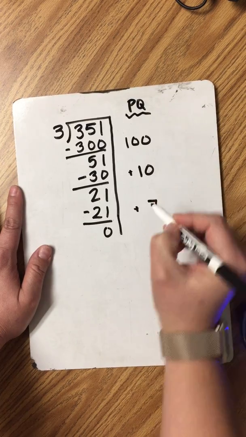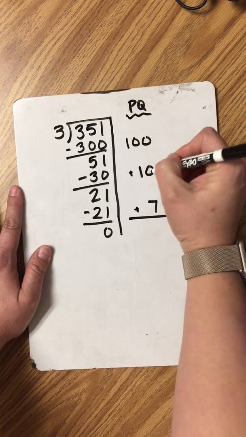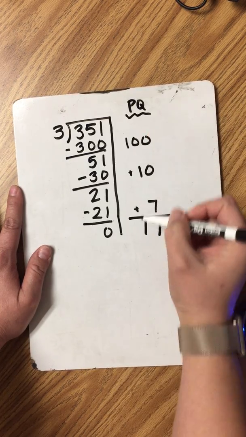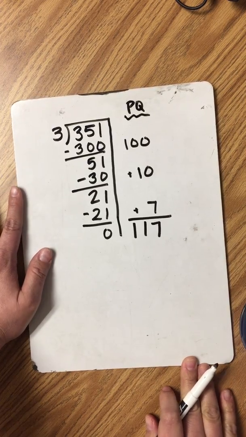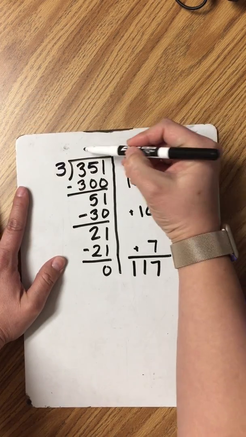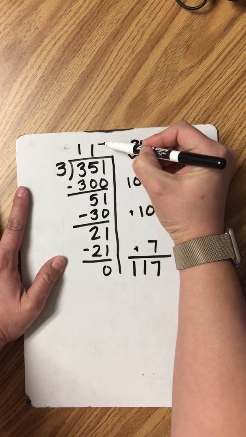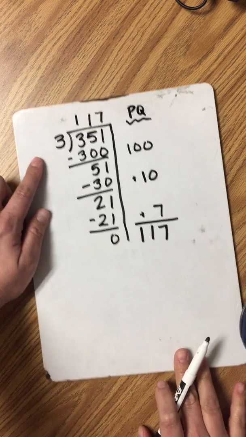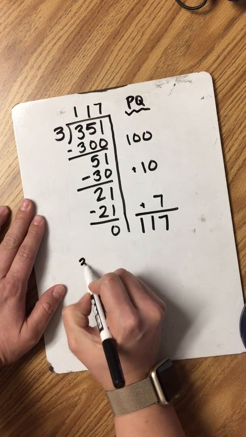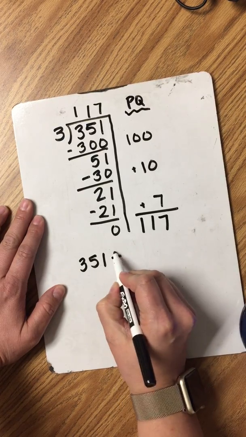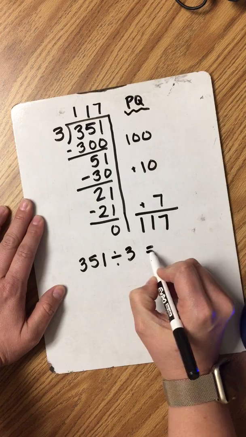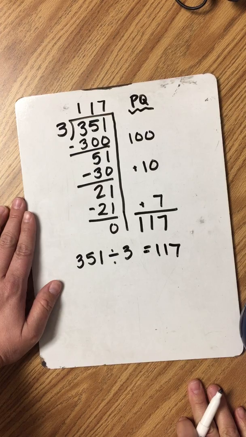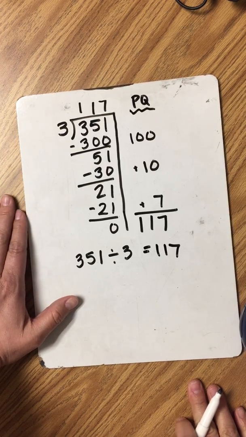So you need to add up these numbers, 0 plus 0 plus 7, 0 plus 1, and 1 plus nothing, which is 117, and put it where the quotient belongs, which is right up here, each in their place. And the proper way to say this division sentence would be 351 divided by 3 equals 117. So now you just solved this division problem using partial quotients.